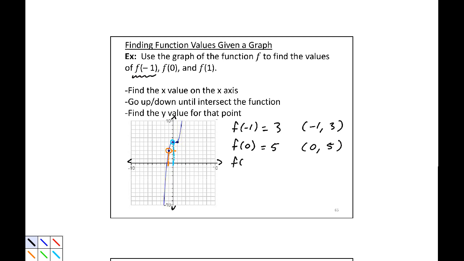F of 1, for that, we want to go to an input value of 1. That's here. Trace up to that point right there. And it is at an output value, or a y value, of, well, 5, just like the other. F of 1 equals 5, which corresponds to a point of (1, 5) on our graph.